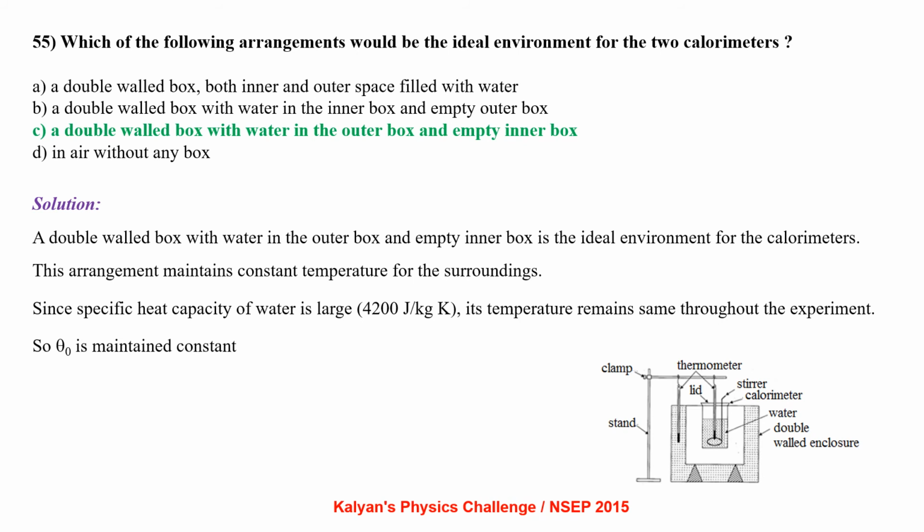A double-walled box with water in the outer box and empty inner box is an ideal environment for calorimeters. This arrangement maintains constant temperature for the surroundings. Since the specific heat capacity of water is large, its temperature remains the same throughout the experiment. So theta naught is maintained constant. You can see the diagram for an idea.